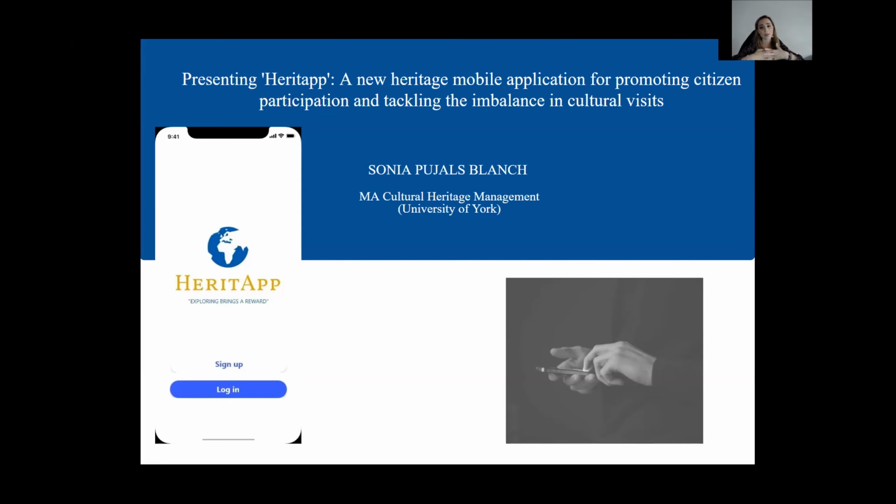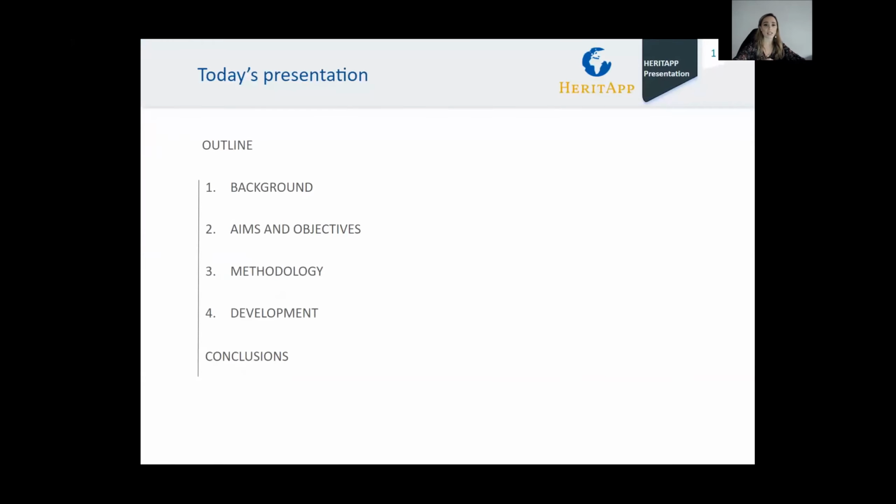So basically the subject of my talk is to present a heritage application I have just developed. My research is also designed to act as a springboard for discussion about the role of heritage apps in addressing issues related to heritage management and preservation. Today's outline is going to be: background, aims and objectives, methodology, development, and we're going to finish with some conclusions of this research.